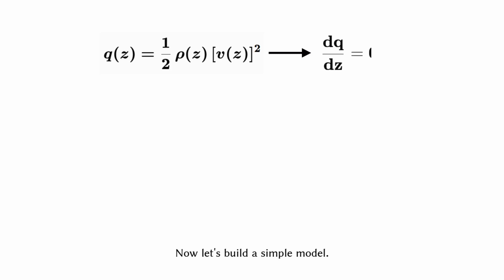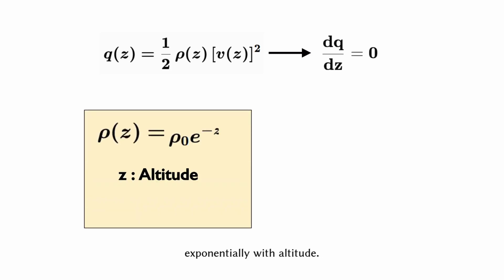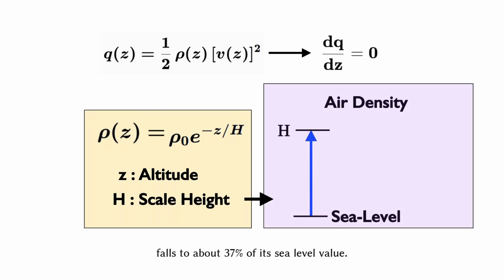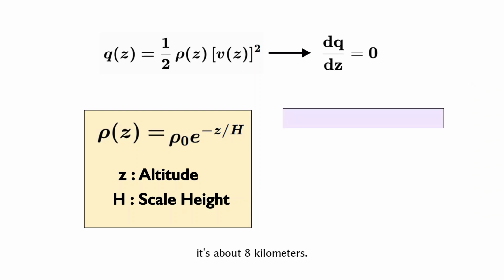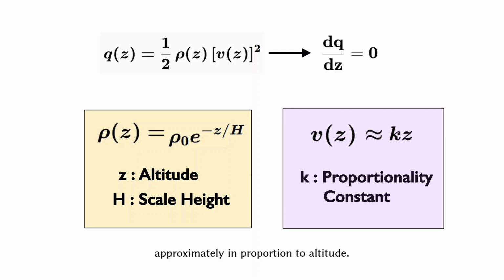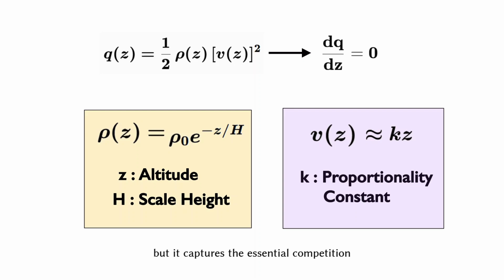Now let's build a simple model. As a first approximation, suppose air density decreases exponentially with altitude. Here, h is the scale height, the altitude over which air density falls to about 37% of its sea level value. On Earth, it's about 8 kilometers. Now suppose the rocket's speed increases approximately in proportion to altitude. This model is not exact, but it captures the essential competition between increasing speed and decreasing air density.